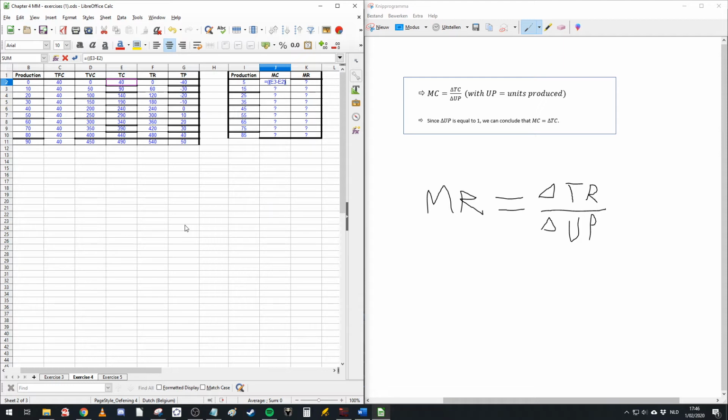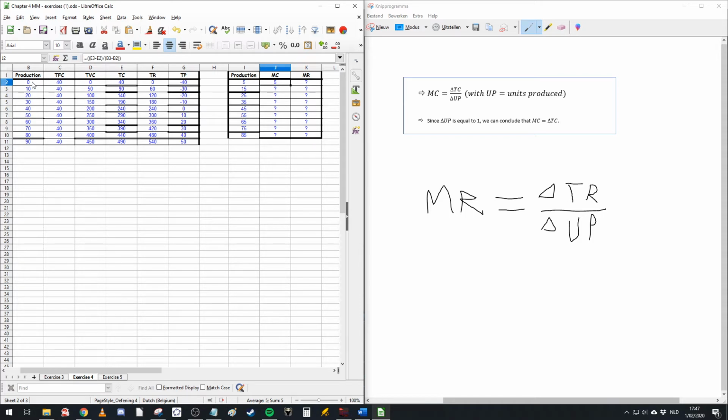I will close the first bracket. I will divide, open a new bracket, and then I will look for my change in production. So this is about the 10 minus 0, right? Double brackets to close, and then we press enter, and we will get 5 over here.